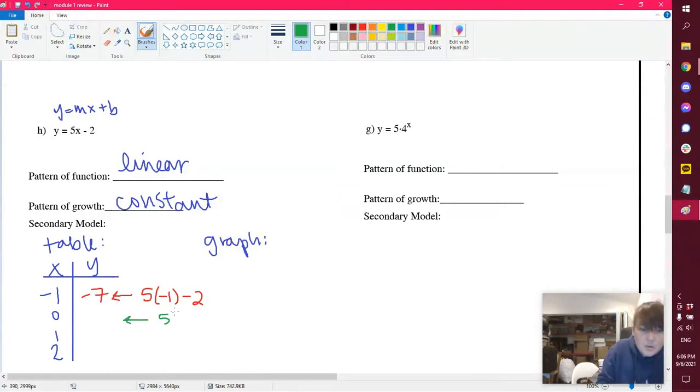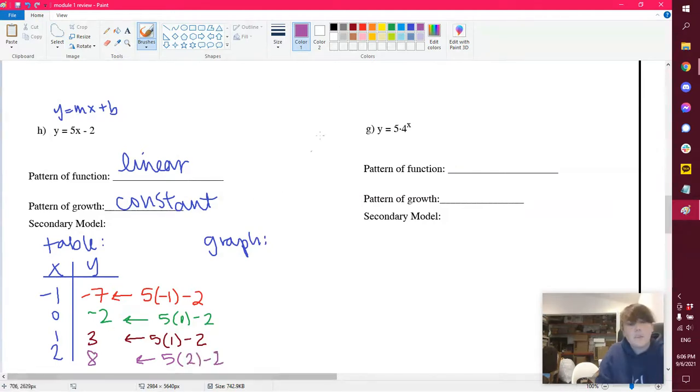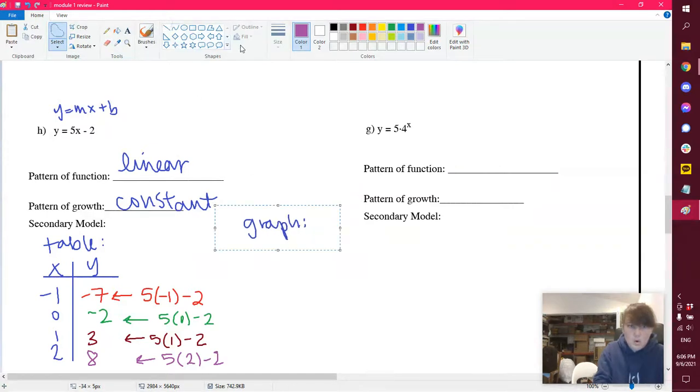We could plug in 0 and get -2. We could plug in +1 and get 3. We could plug in 2 and get 8. That's a perfectly reasonable table. Or we could graph it, again, by making the table and plotting those points. Or maybe even a little bit better.